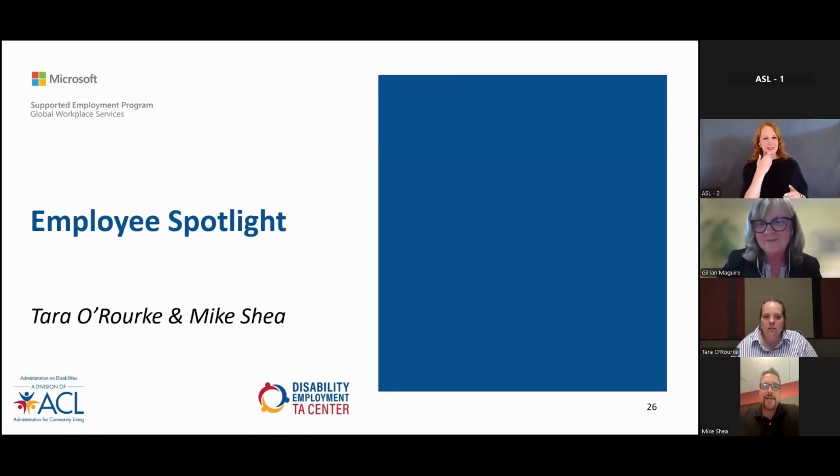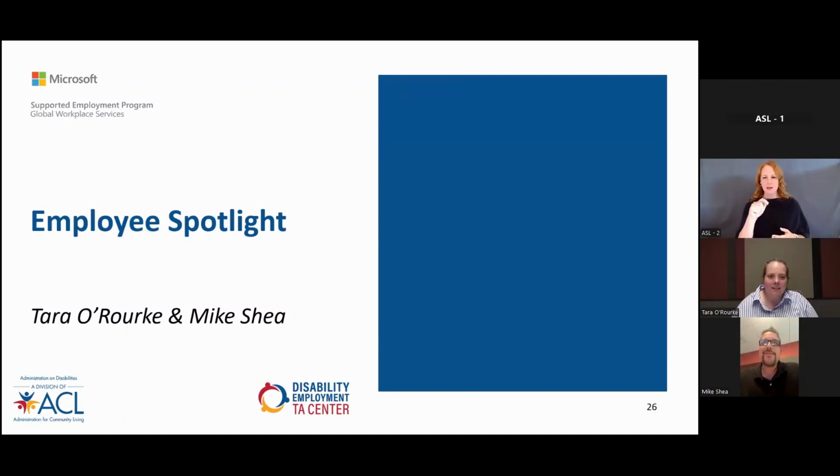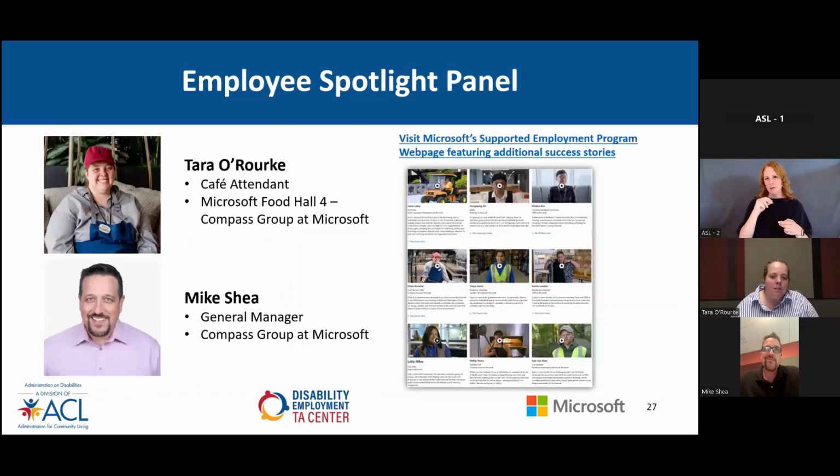Appreciate that. Hello, everybody. My name is Mike Shea. I'm a white male in my 50s. I have short brown hair, wearing glasses, and a dark polo shirt. Tara, you want to introduce yourself? Okay. My name's Tara. I'm a white woman in my 30s with blonde hair. I have worked for Compass Group on Microsoft campus as a cafe attendant for 12 years.